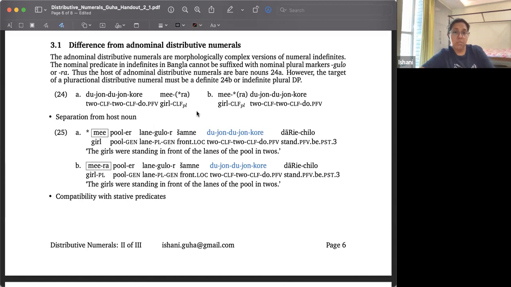Whereas the adverbial one is just the opposite. It has to be plural, indefinite or definite, and then the numeral, the morphologically augmented numeral form. So mera dujon kore. To put it simply, the adnominal one cannot have the plural marker ra or gulo, the other must have it. Okay. It must be a plural form.